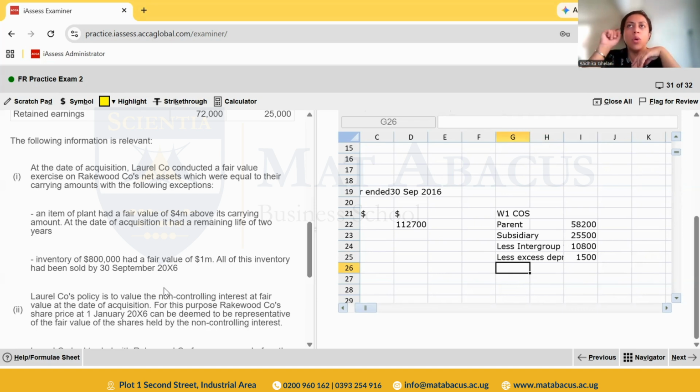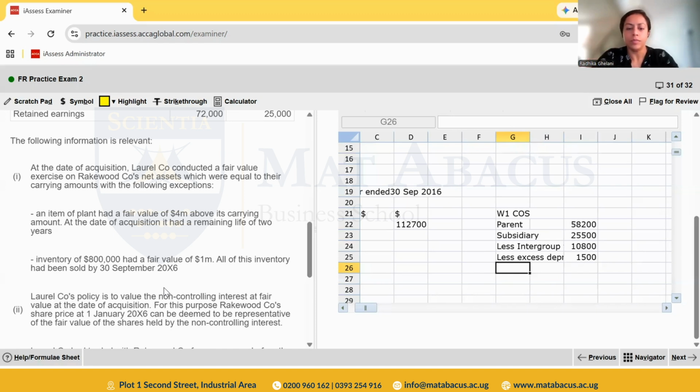Now think about what opening inventory does to cost of sales. If you recall your cost of sales formula, it's opening inventory plus purchases minus closing inventory. So opening inventory is supposed to increase cost of sales. You were supposed to have recorded opening inventory at 1 million, but you recorded it at 800,000. So your cost of sales has to be increased by 200,000.